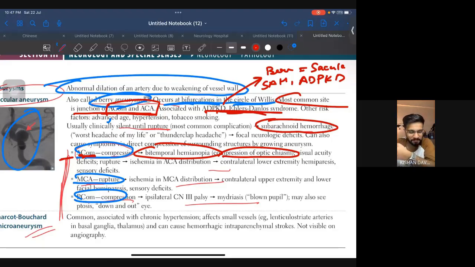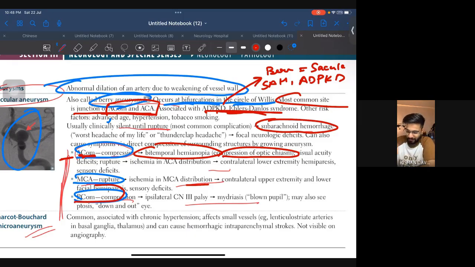Okay, we'll do this in the optal part, but now bitemporal hemianopia. Bitemporal hemianopia is a disorder of the optic chiasma, but one of the reasons that is causing it is an aneurysm. You have to keep this in mind. ये याद करते जाना. Okay, MCA rupture. तो इसी में आएगा MCA distribution. MCA distribution हो गया तो face and upper limb का problem. So aneurysm can be one of the risk factors.